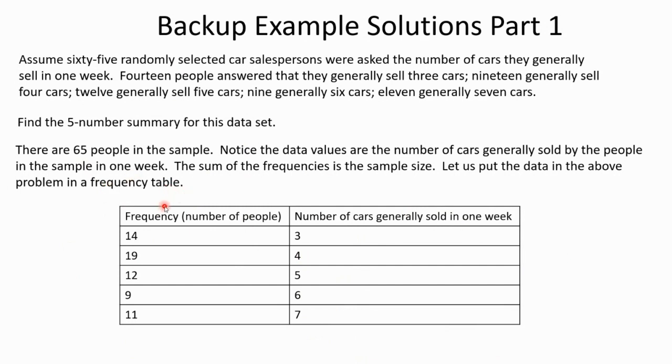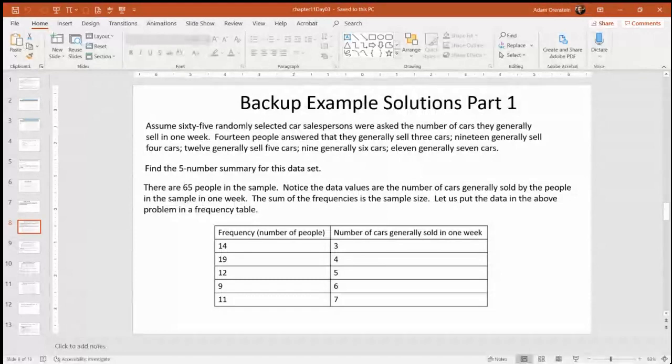So what we're going to do is get the 5-number summary for this frequency table. I guess theoretically you could get it by graphing it with a box plot, but let's do it by hand because that's more fun.